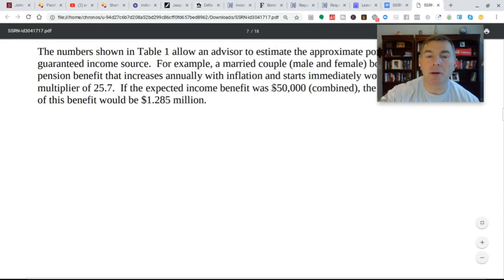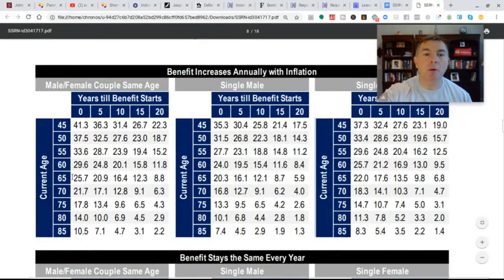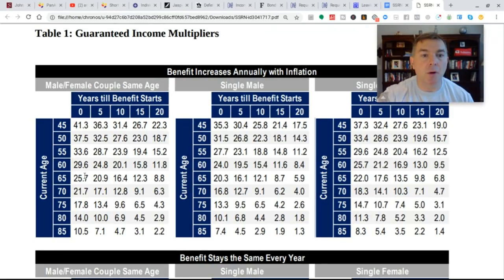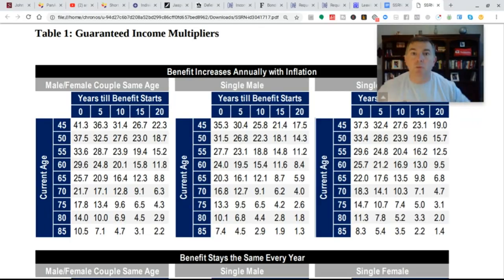All right, so here we're saying we've got a couple, husband and wife, Josh and Charlotte. We're male and female. And if we're going to start with an annuity at 65 years old, and it's going to give us $50,000 a year in income, our net present value, using the Treasury yields as our proxy, as our discount rate, we would take that $50,000 times 25.7 to get the net present value of what that is worth in total numbers. So we take $50,000 times 25.7, and that gives us $1.285 million.